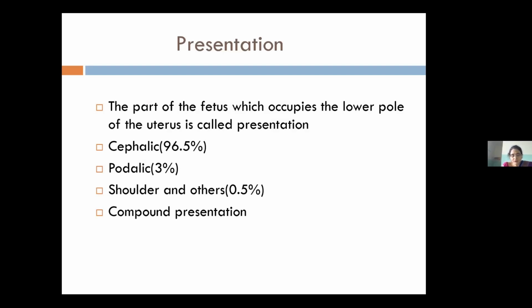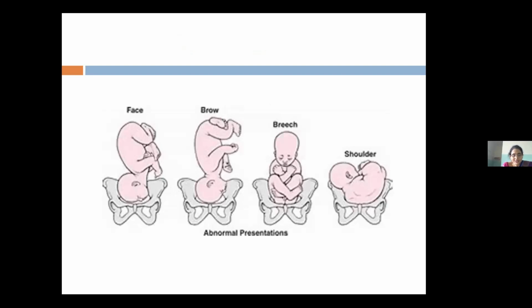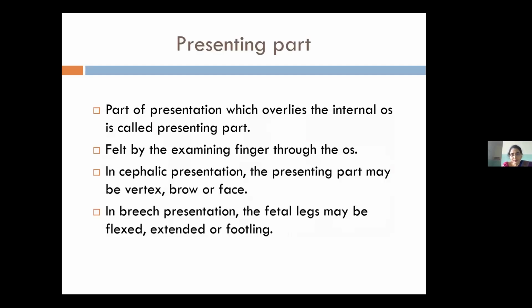In the cephalic, podalic and shoulder presentations, only one part of the fetus is in the lower pole. But if more than one part is present in the lower pole, like the head and the arm, or a shoulder and the arm, then that is called a compound presentation. Here you are seeing the abnormal presentations. The normal presentation is cephalic, and face, brow, breech and shoulder all constitute abnormal presentations.